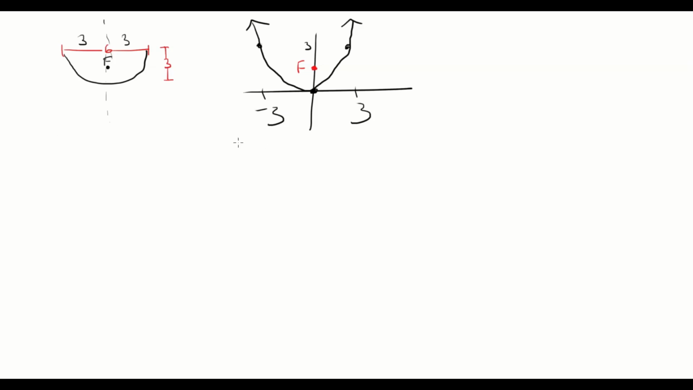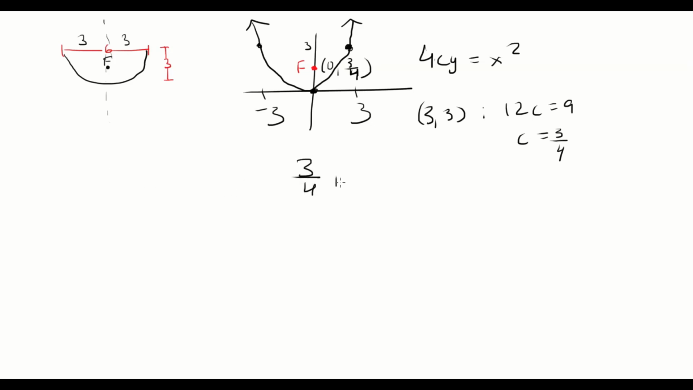So now it's a very easy question, because if I could find the equation of 4cy equals x squared. So then if we plug in x equals 3, y equals 3, we get 12c is equal to 9. So c is 9/12, which is 3/4. So that means that the focus is 3/4 above the vertex. So that'd be 0, 3/4. So to answer the question, it's asking how far from the vertex should the light bulb be placed. The answer is 3/4 inches.